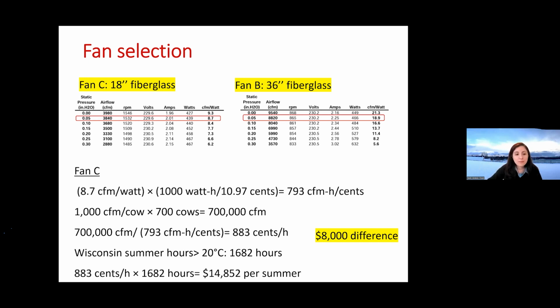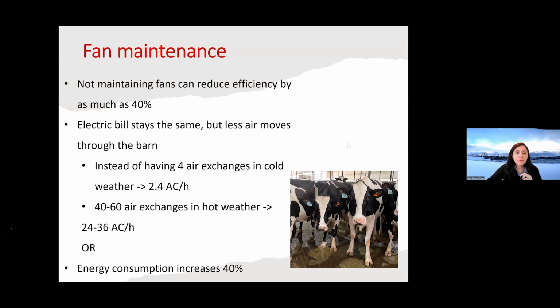If we think about fan C and fan C efficiency, then the difference becomes $8,000 every summer we are losing. So we need to take all these into consideration. Not just the initial cost of the fan, but we need to be able to check this fan efficiency, and we need to think about all of these. All right, another thing, once we select our fan: maintenance.